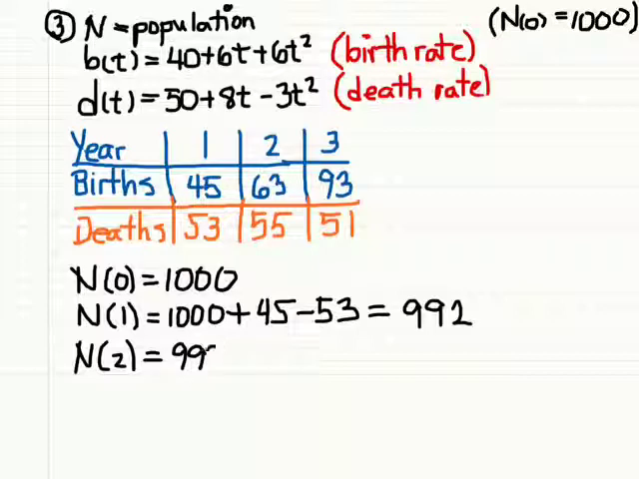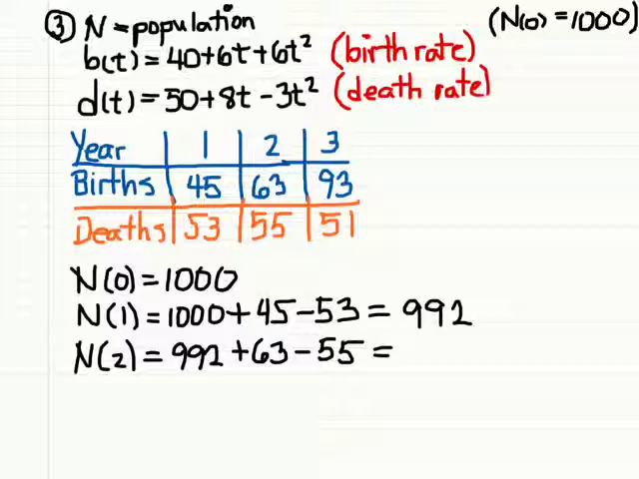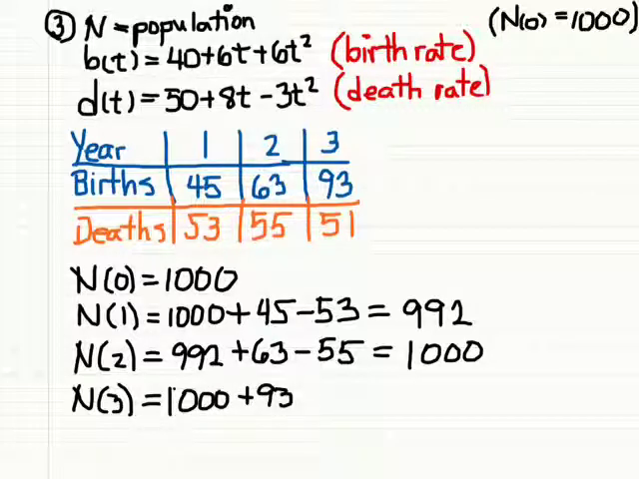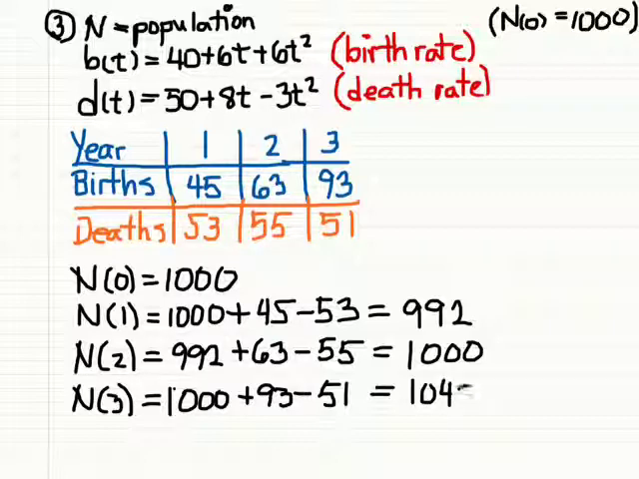After 2 years, we start at the beginning of the year with 992. There were 63 births, 55 deaths, which corresponds to a net increase of 8. We're back to 1,000. And after 3 years, well, the start of that third year, we were back at 1,000. There were 93 births, 51 deaths. So we have a net increase of 42. So our population at the end of 3 years is 1,042.